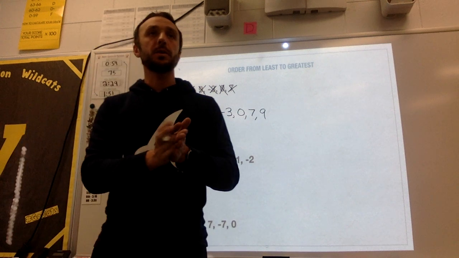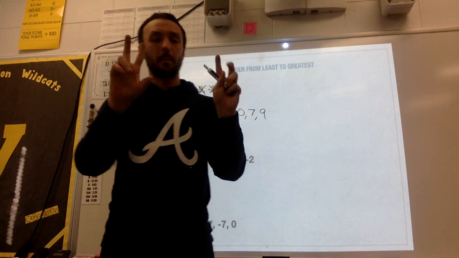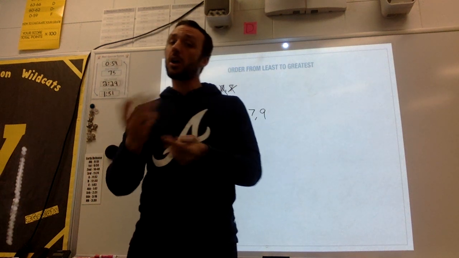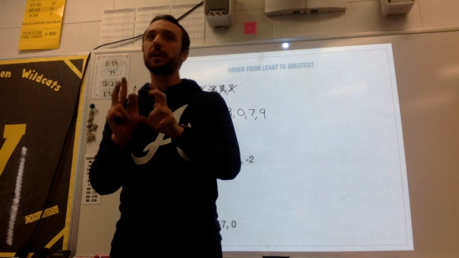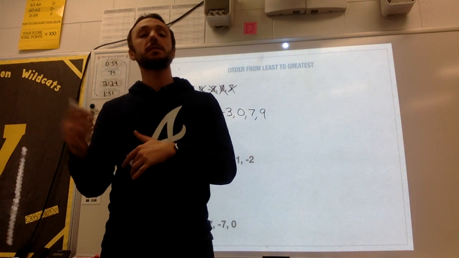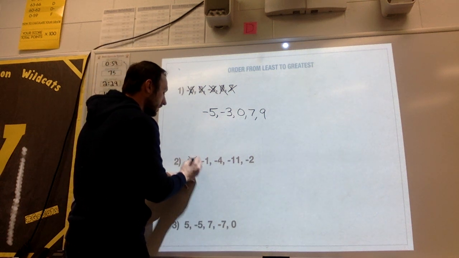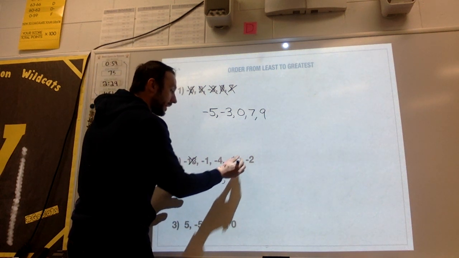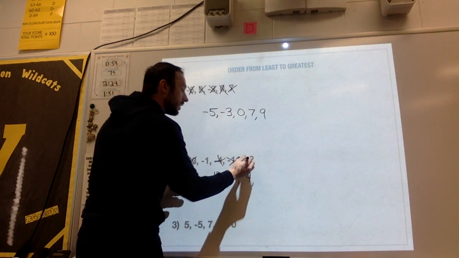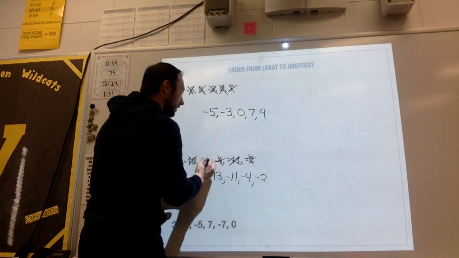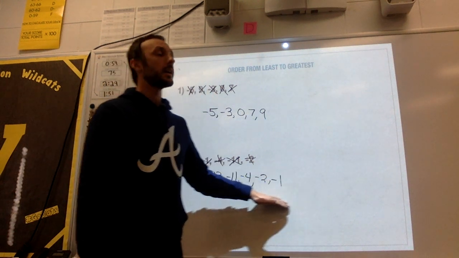So remember, the farther you get away from 0, the smaller the number gets. The way I think of it is the bigger the number is when it's negative, the smaller it actually is. So 1,001, 1,000 is the bigger number. So if it's negative, it's going to be the smaller number. So right here, -13 would be the smallest, followed by -11, -4, -2, -1.